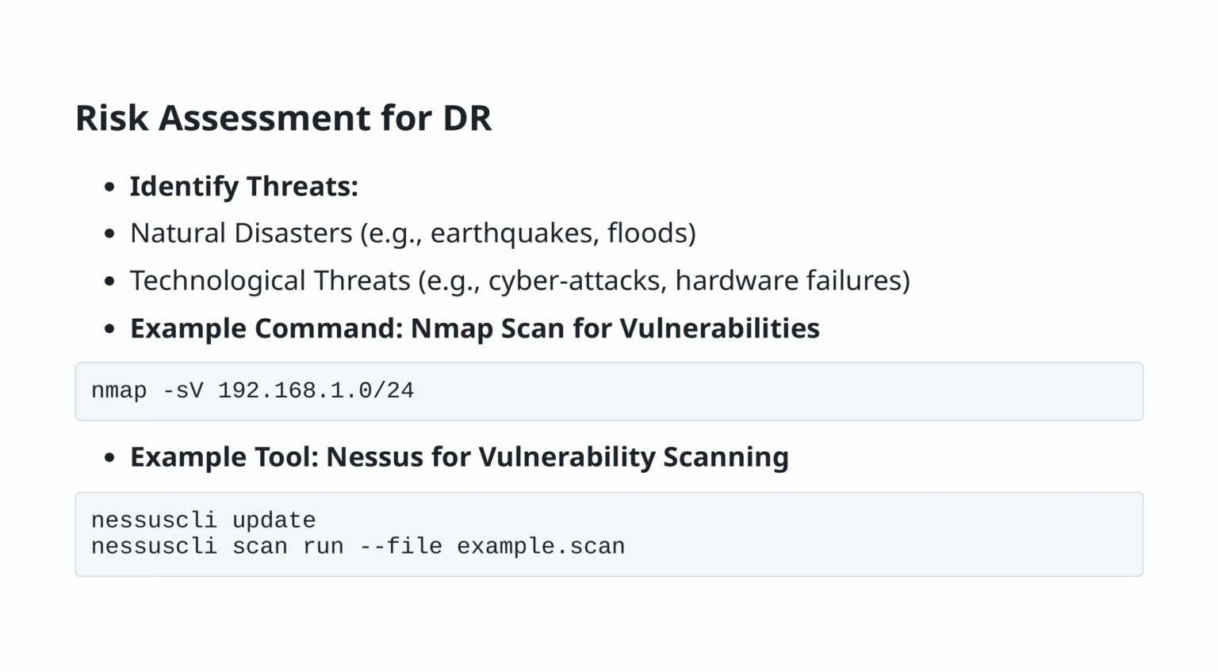Executing a command like nmap -sV 192.168.1.0/24 can reveal open ports and services, helping to expose potential security gaps. Another robust tool for vulnerability scanning is Nessus. With commands like nessus update to keep your database current and nessus scan run file example.scan to execute a scan, Nessus provides detailed insights into vulnerabilities that need to be addressed. By identifying these threats early on through comprehensive risk assessments, you can establish a solid foundation for your DR plan. This ensures that you are prepared for a variety of disruptive events, thereby safeguarding your critical business functions and assets.